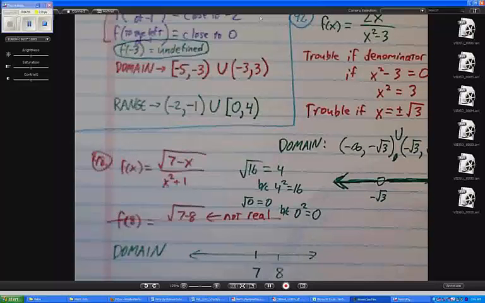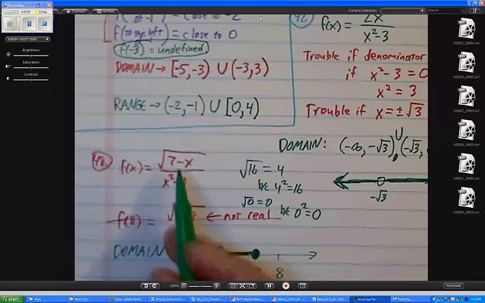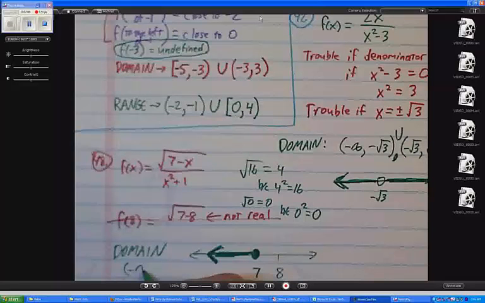So I guess what I'll say is the domain would be, well, you're allowed to include 7. What other numbers am I allowed to include? Anything less than 7, right? So anything over here is okay. Even really negative numbers are going to make that positive. So your domain would be from negative infinity to 7, but you want to include 7.